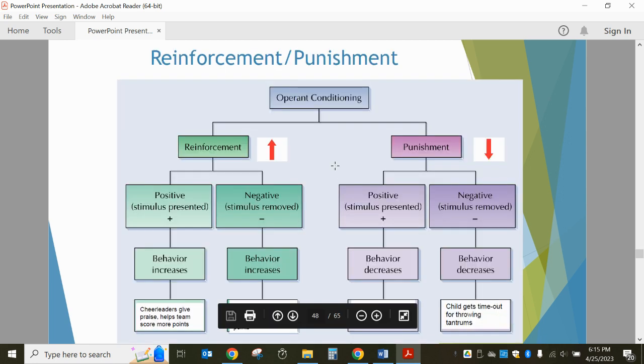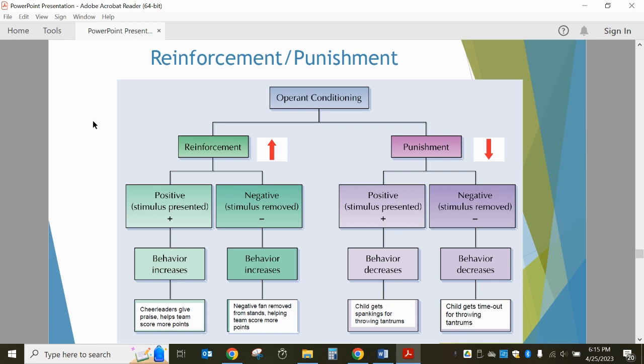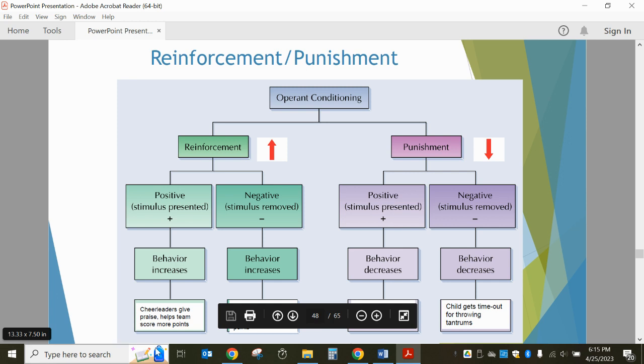So we use this graphic here to compare positive and negative reinforcement and positive and negative punishment. So reinforcement, again, increases the behavior. So for example, cheerleaders give praise. That helps the team score more points. That is positive reinforcement. We're adding praise, and that increases the behavior.